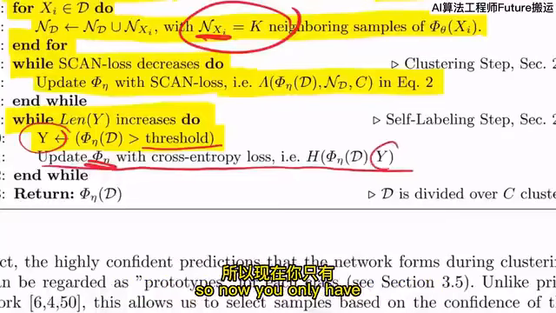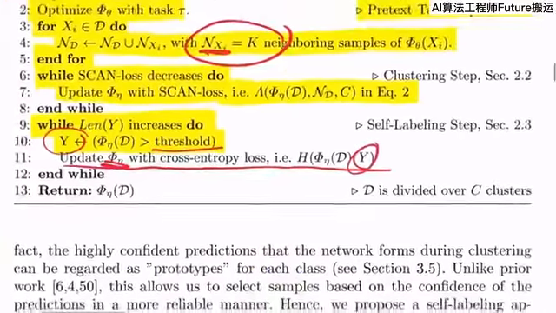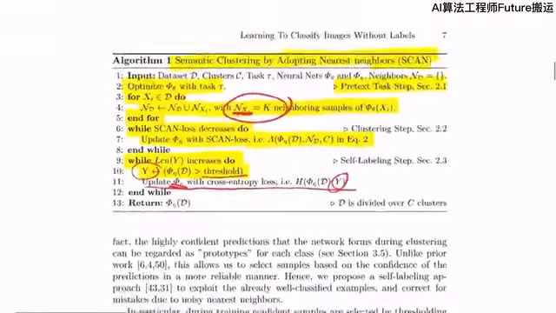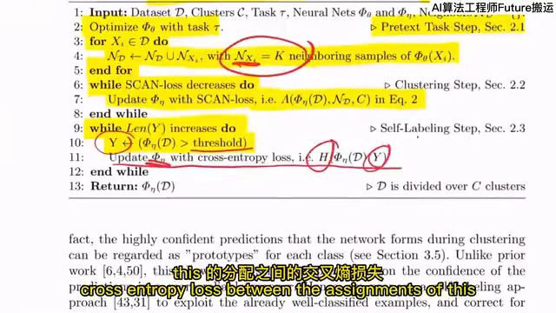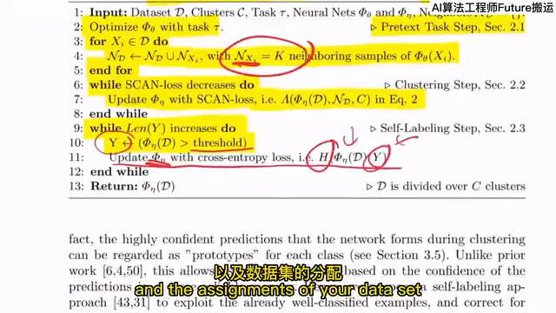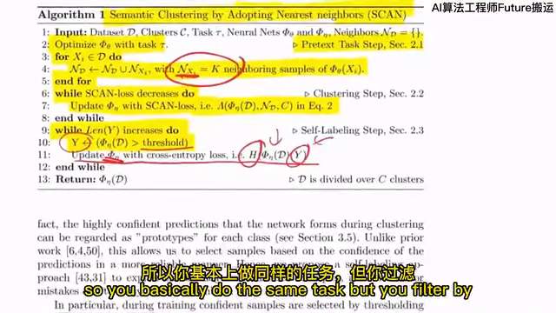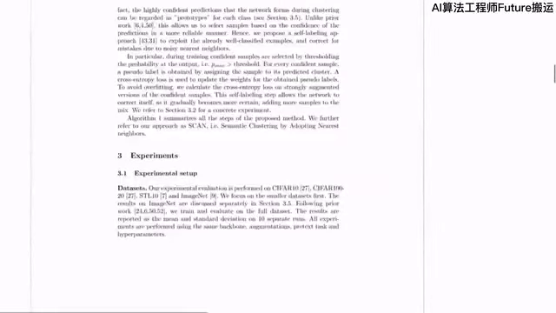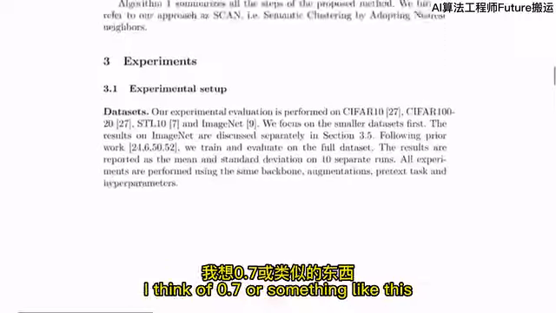So now you only have labels y. Or it's not labels, you have the cross-entropy loss between the assignments of this and the assignments of your data set. So you basically do the same task, but you filter by confidence. And they use a threshold, I think, of 0.7 or something like this.